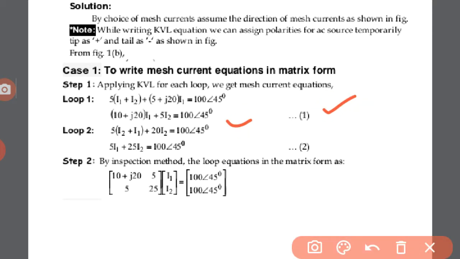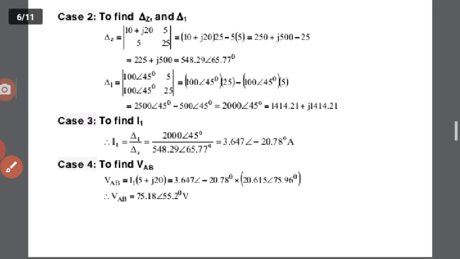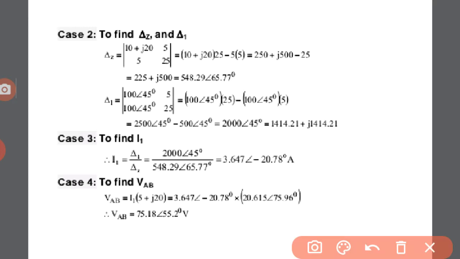Equation 1 and equation 2 are put into matrix form: (10 plus j20) into I1 plus 5 into I2, and 5 into I1 plus 25 into I2, equal to 100 angle 45 degrees and 100 angle 45 degrees. Here we solve for the voltage VAB. For that purpose we have to determine the value of delta Z, and after that the value of delta 1. We already know how to find delta Z and delta 1. Then the current I1 is equal to delta 1 by delta Z, and finally we get 3.647 angle minus 20.78 degrees amperes.